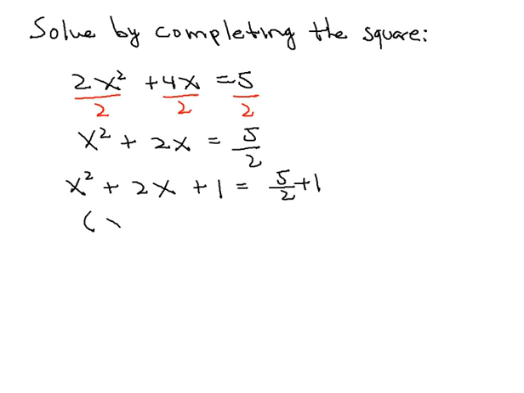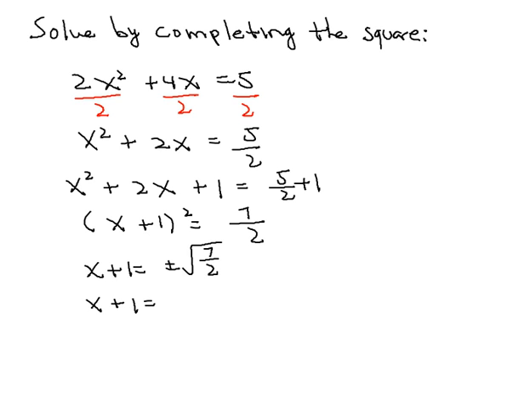The left-hand side will factor into x plus 1, quantity squared. And the right-hand side will simplify to 7 over 2. So now we can take the square root of each side. So we'll have x plus 1 being equal to plus or minus the square root of 7 halves. And using the quotient property on the right-hand side, we'll then have plus or minus the square root of 7 divided by the square root of 2.